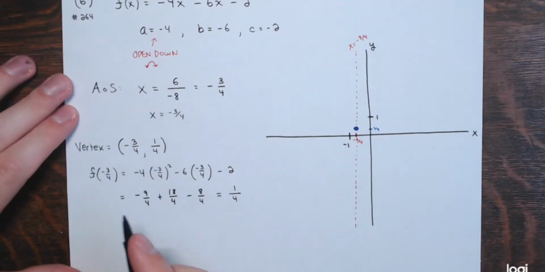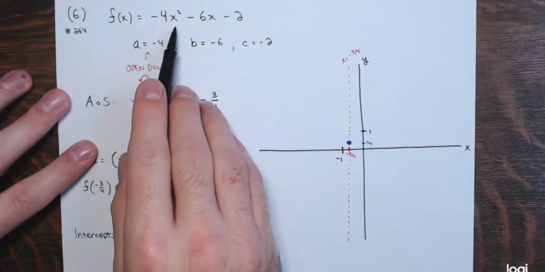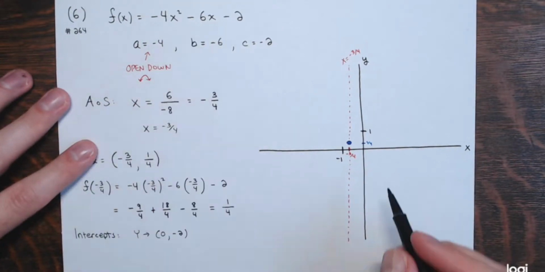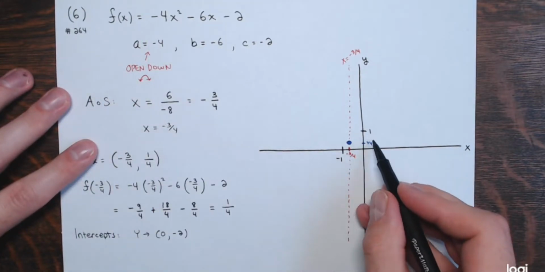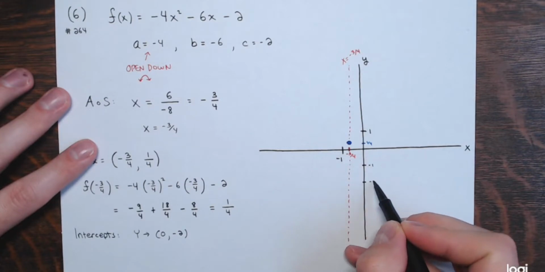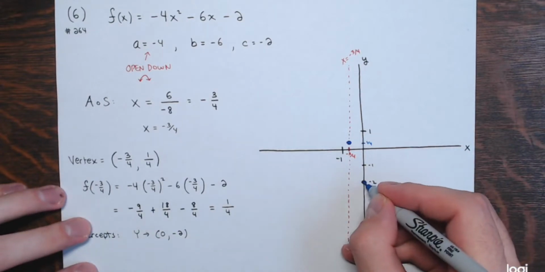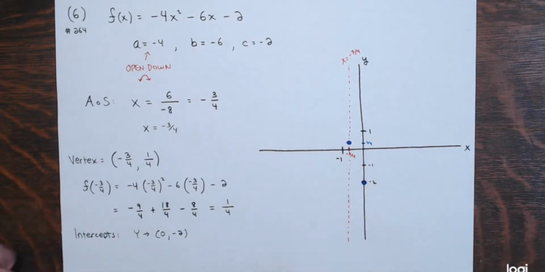All right, so for the intercepts, the y-intercept is easy. That's just input 0, output negative 2. So 1, and then negative 1, negative 2. Input 0, output negative 2. There's the y-intercept. And we'll use symmetry to find a point on the other side in a second.